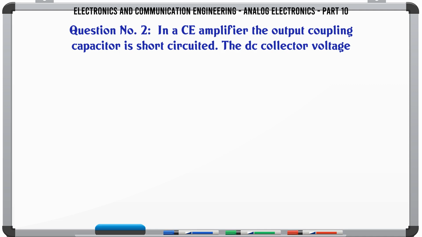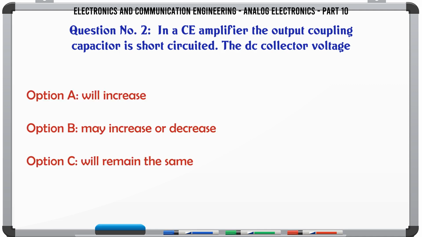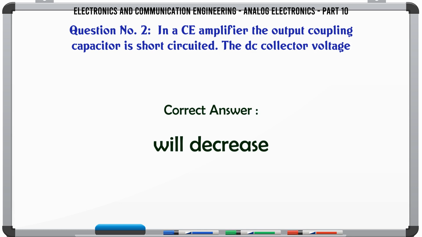In a CE amplifier, the output coupling capacitor is short-circuited. The DC collector voltage: A. will increase. B. may increase or decrease. C. will remain the same. D. will decrease. The correct answer is will decrease.